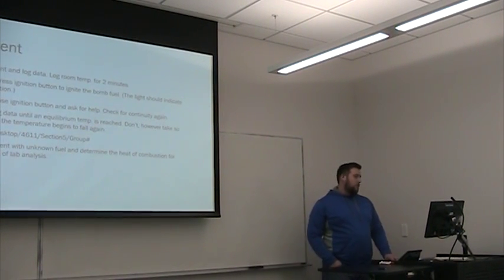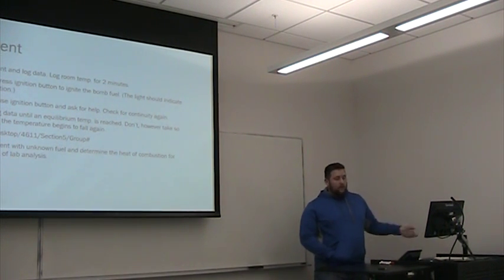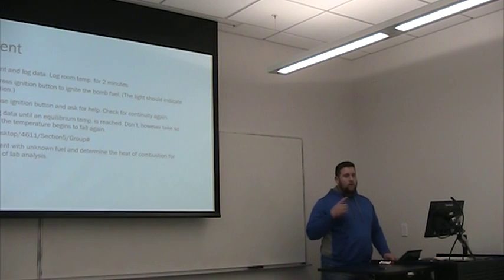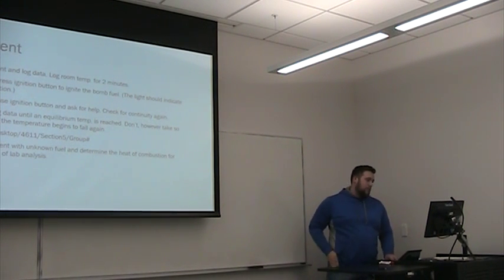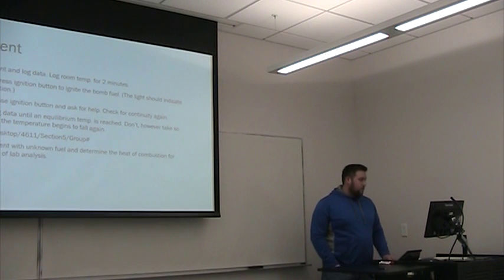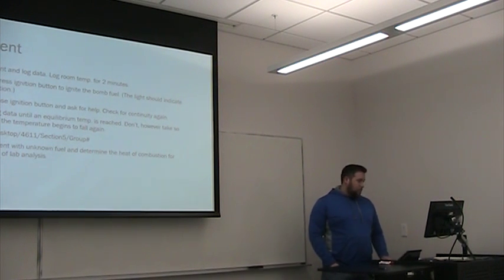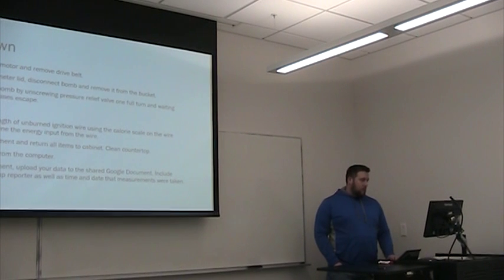Start the experiment, log your data, and after 2 minutes, press the ignition button to ignite the bomb fuel. If it ignites, there's going to be a light that lights up. If the light doesn't light up, you'll have to take it apart, alert the lab technician, and start over again. After you finish taking all of your data, you save the data to the desktop in that format, and then repeat the experiment with the unknown fuel. For shutdown, just follow these directions.